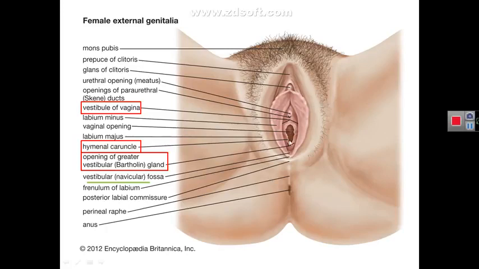The female external genitalia is described as the region of the skin that is perforated by the opening of the urethra and the opening of the vagina. This region of the skin is folded around these two openings. So you have a folded elevation, which is called the mons pubis, that contains hairy skin on the anterior aspect of the pubic symphysis and body of pubis.